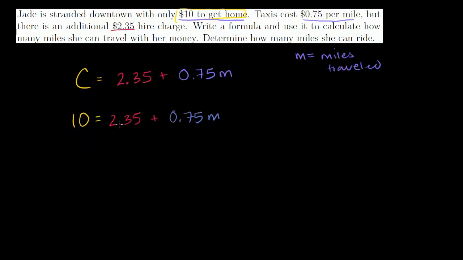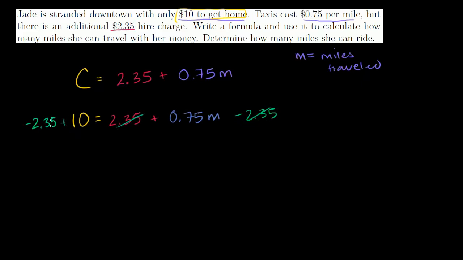We can get rid of the 2.35 on this right-hand side by subtracting that amount from both sides of this equation. So let's do that. Let's subtract 2.35 from both sides. These will cancel out. That was the point. The left-hand side is 10 minus 2.35. Now, these will cancel out.